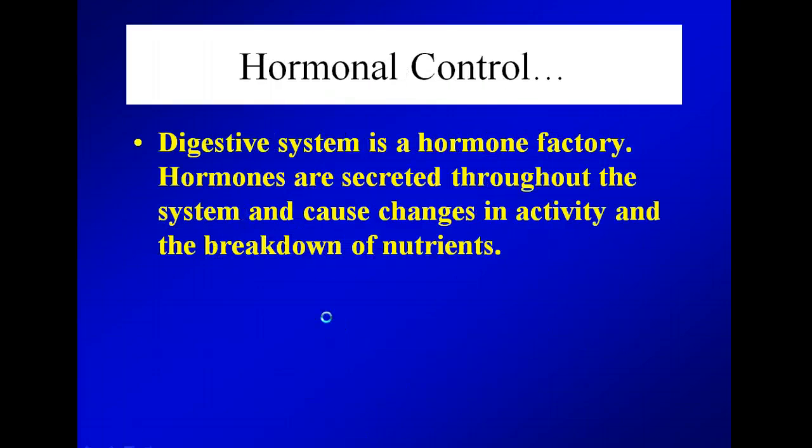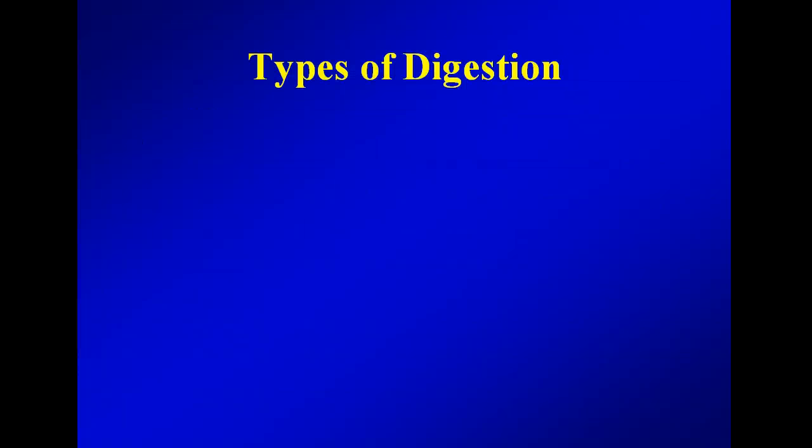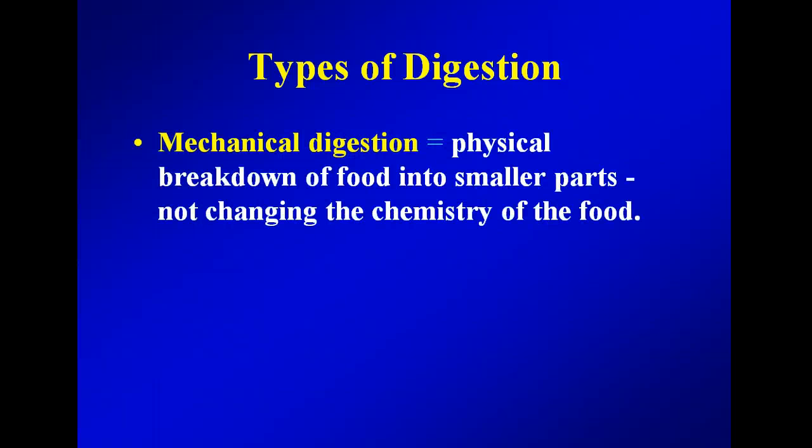And again, the parasympathetic is going to dominate. Hormones are going to be key in the function of the digestive system. It's a hormone factory, and we will go through many of those in the next section when I lecture in class. Types of digestion: there's mechanical digestion, which is the physical breakdown of food into smaller parts.